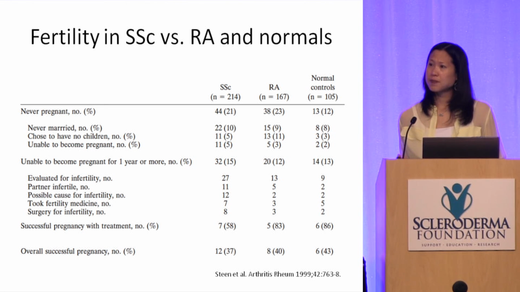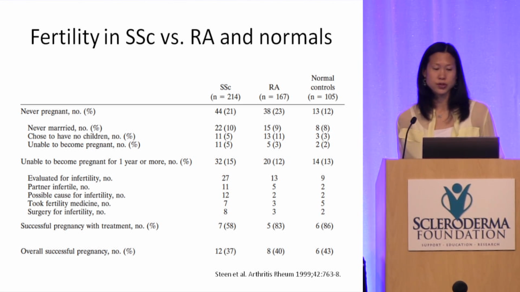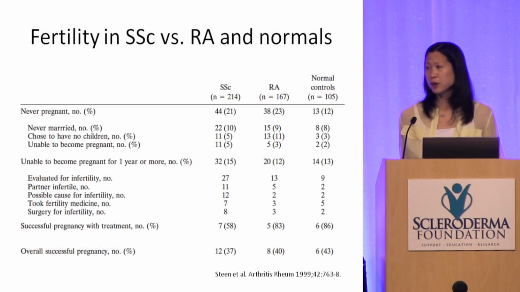This was a study done by Dr. Steen in 1999, and she looked at 214 patients with systemic sclerosis, 167 with rheumatoid arthritis, and 105 normal controls. She did find that patients with systemic sclerosis and rheumatoid arthritis were more likely to never be pregnant compared with healthy controls, whether that's because they were older or they were concerned for effects of pregnancy on their disease.